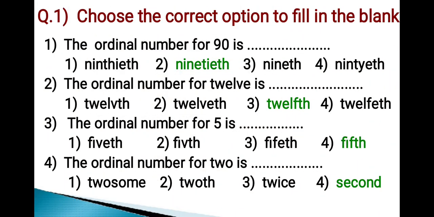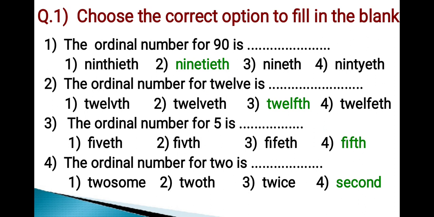Now here is a question based on this topic. Choose the correct option to fill in the blank. Question number 1. The ordinal number for 90 is dash dash. Out of these four options, option number 2, that is 90th, N-I-N-E-T-I-E-T-H, is the correct option to fill in the blank. Hence, the correct answer is option number 2.